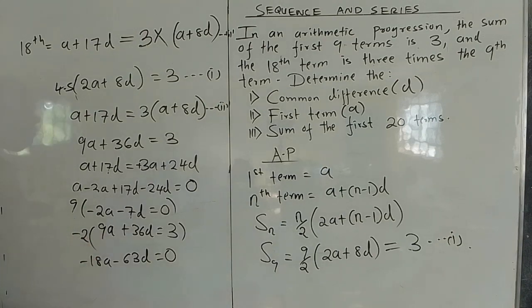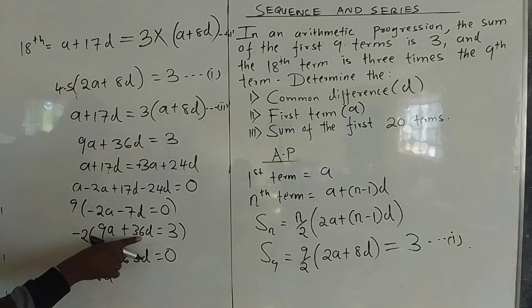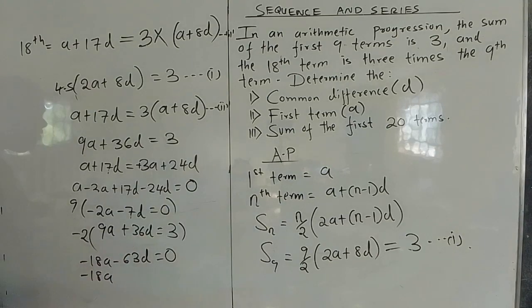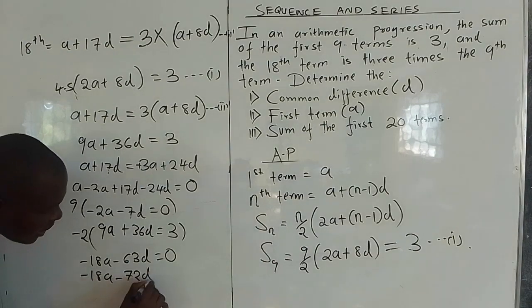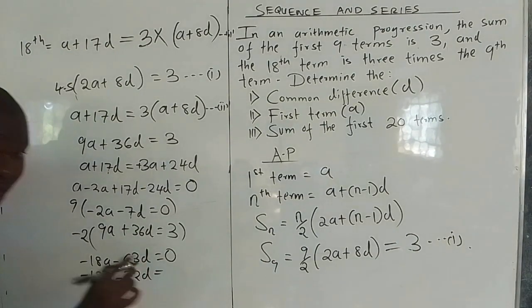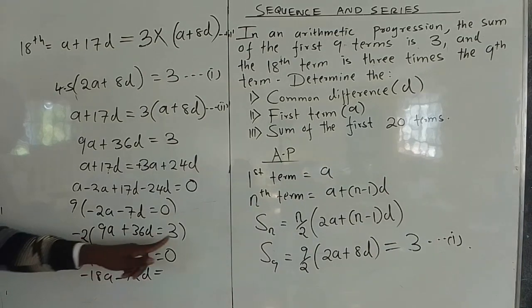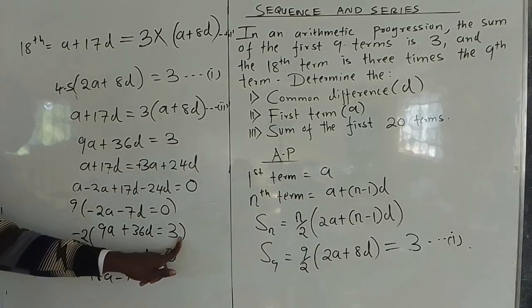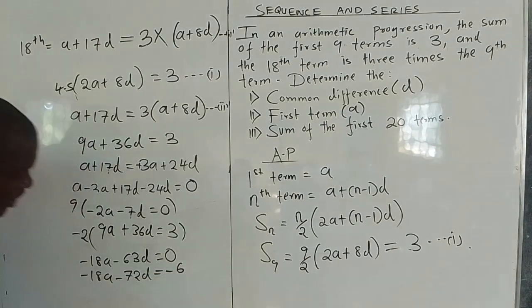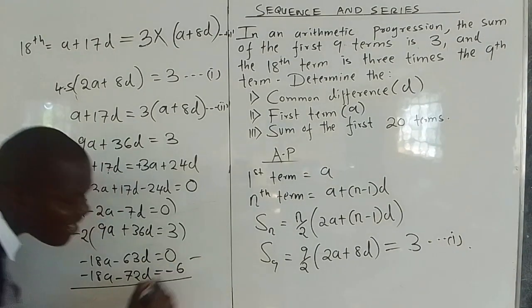Then negative 2 times 9a? Negative 18a. Negative 2 times 36d? Negative 72d, isn't it? To be equal to, are we together? Yes. Negative 2 times 3, it must multiply both sides of the equation. Negative 6. So it means when we are eliminating a, we are subtracting, isn't it?